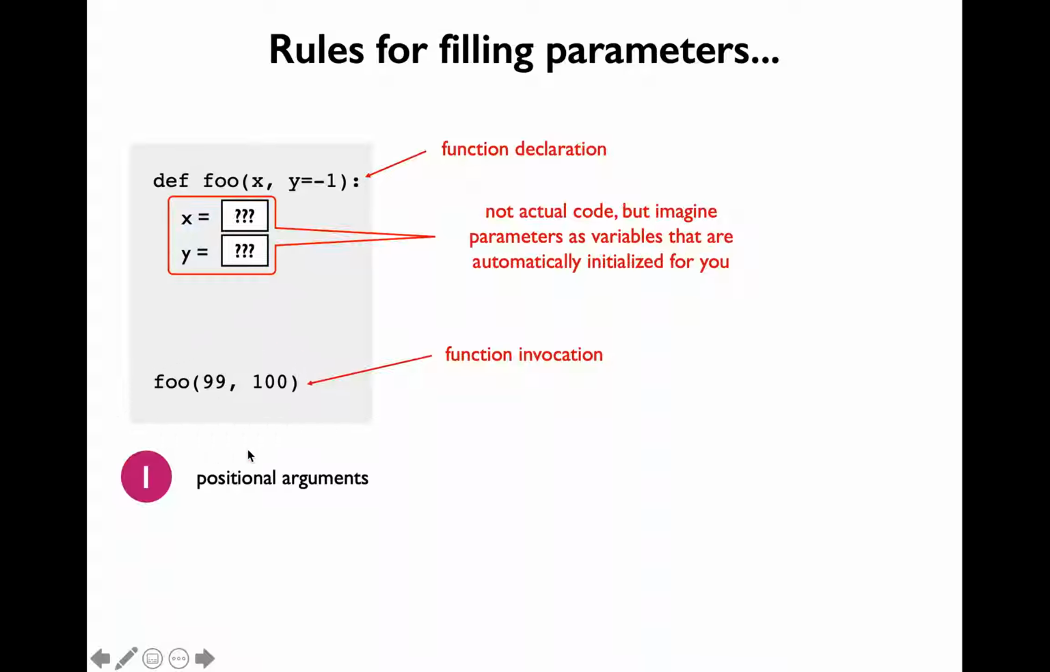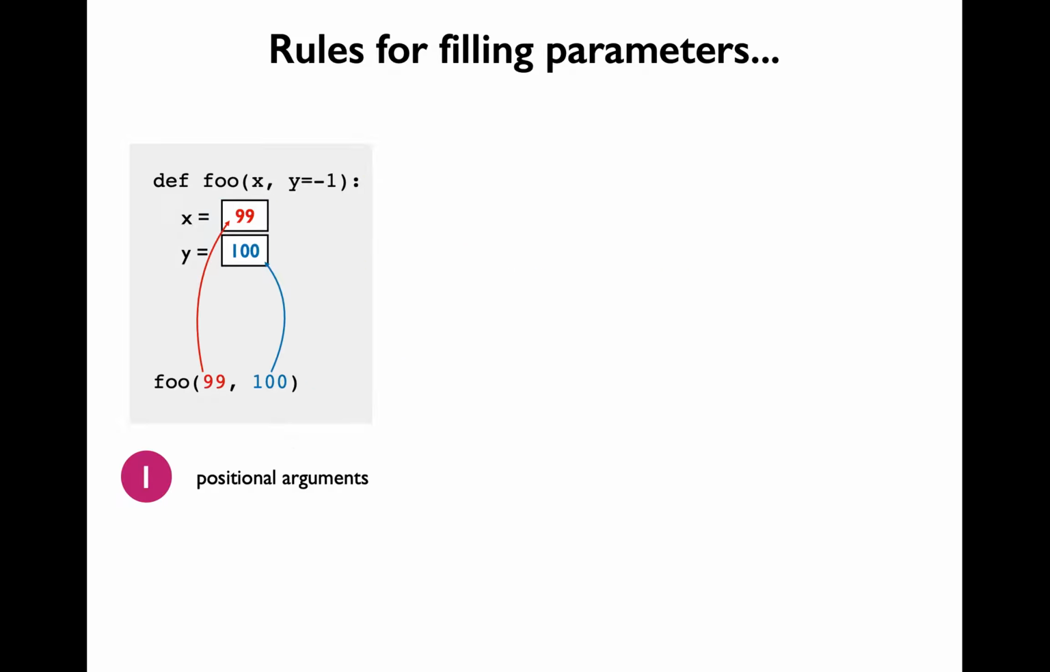Here is an example invocation for foo function. This particular function call contains only positional arguments. How can I say that? That's because the arguments of 99 and 100 here don't have any parameter names associated with them as part of the function call. Whenever you have positional arguments, the arguments are going to line up with the corresponding parameters. So argument 99 will go into parameter x and argument 100 will go into parameter y.